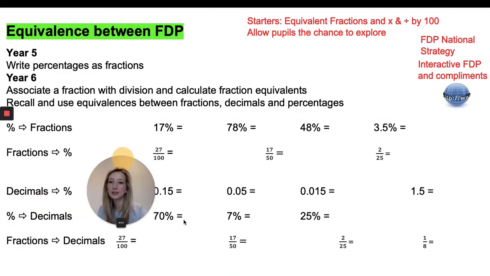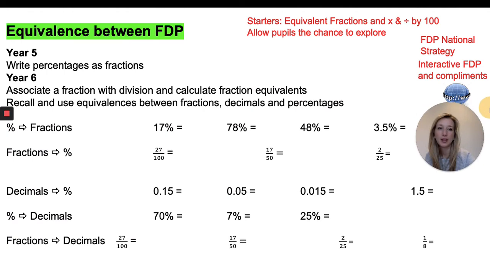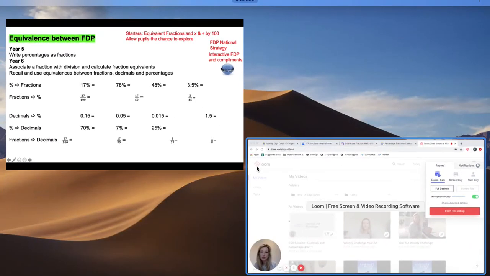Okay, so here we have a series of different fractions, decimals and percentages. In year 5, you would expect the children to write percentages as fractions, and in year 6, you would associate a fraction with division and calculate fraction equivalence, recall and use equivalence between fractions, decimals and percentages. Now there's some excellent resources online to assist with this. I'll just give you a bit of a demonstration.